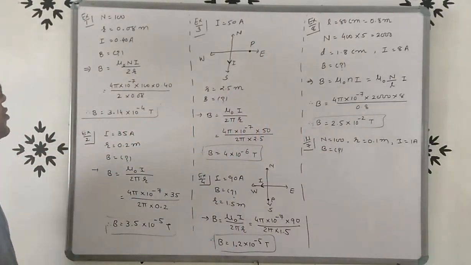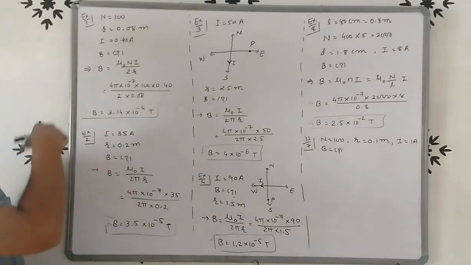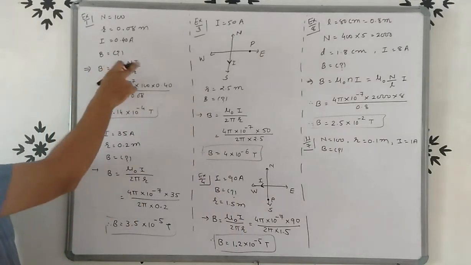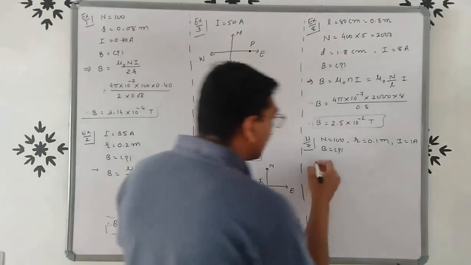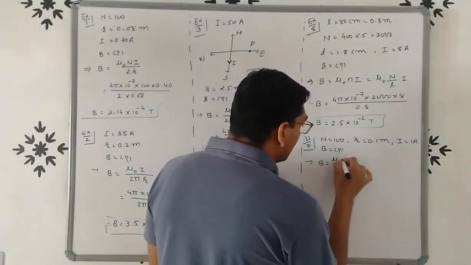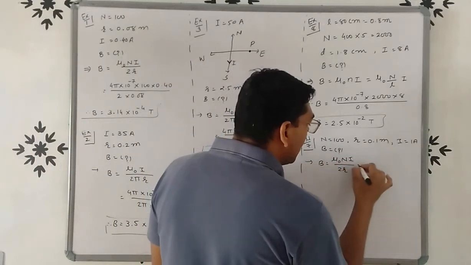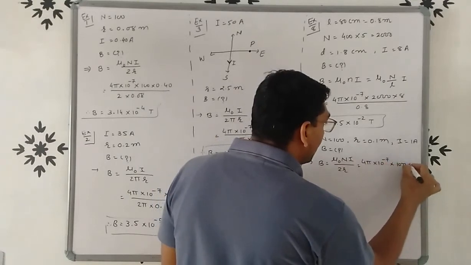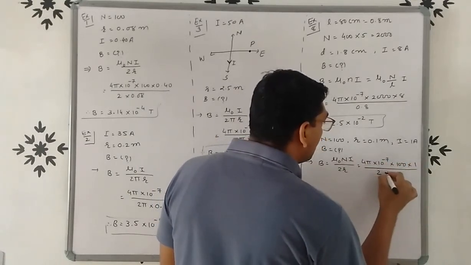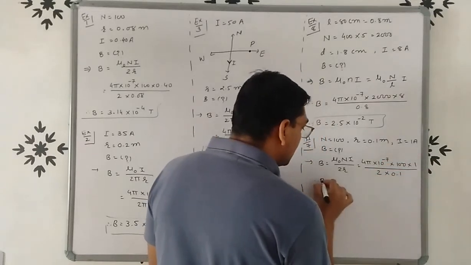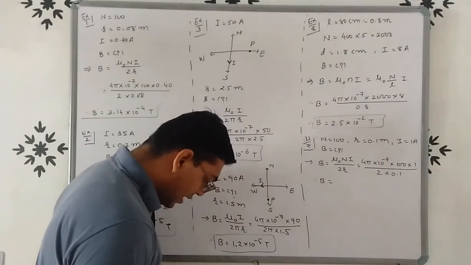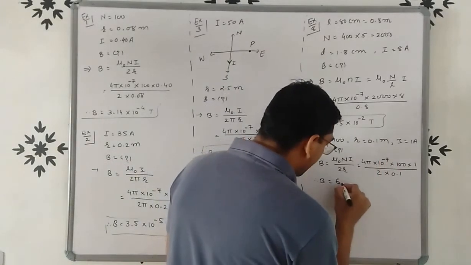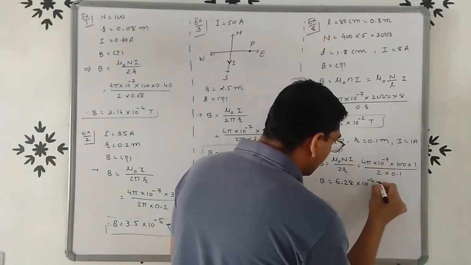So we know the magnitude of magnetic field at the center, we already know the formula: B equals mu 0 N I upon 2R. Value of mu 0 is 4 pi into 10 raised to minus 7, value of N is 100, value of I is 1, upon 2, value of R is 0.1. So as you calculate this, you will get magnetic field B equals 6.28 into 10 raised to minus 4 Tesla.